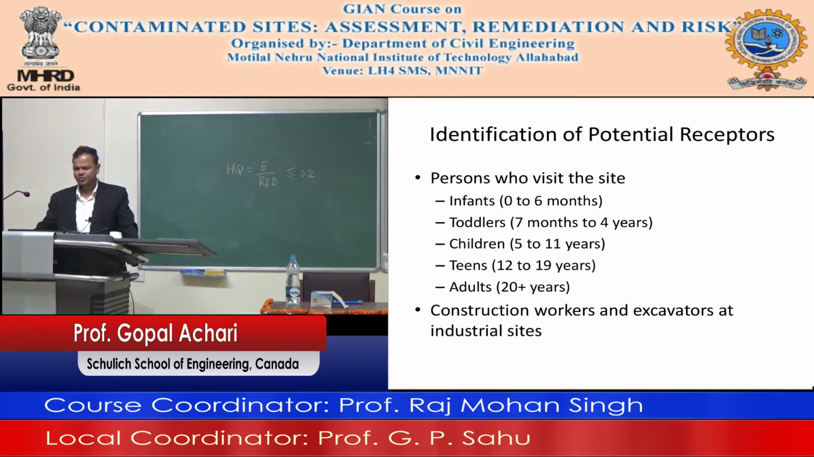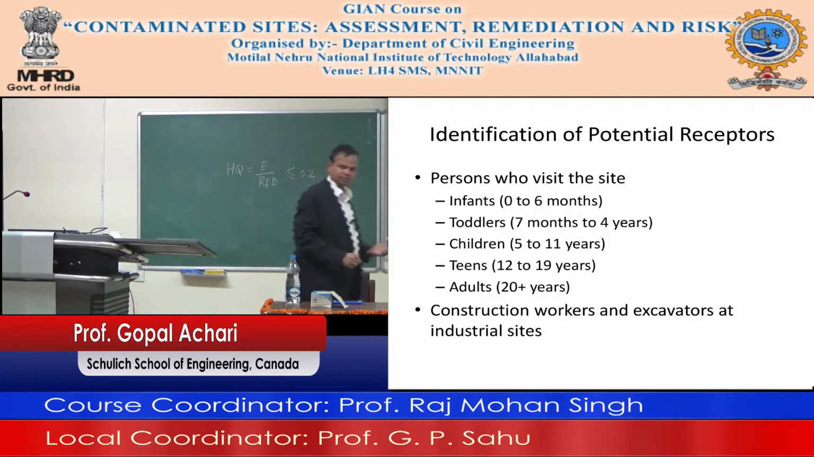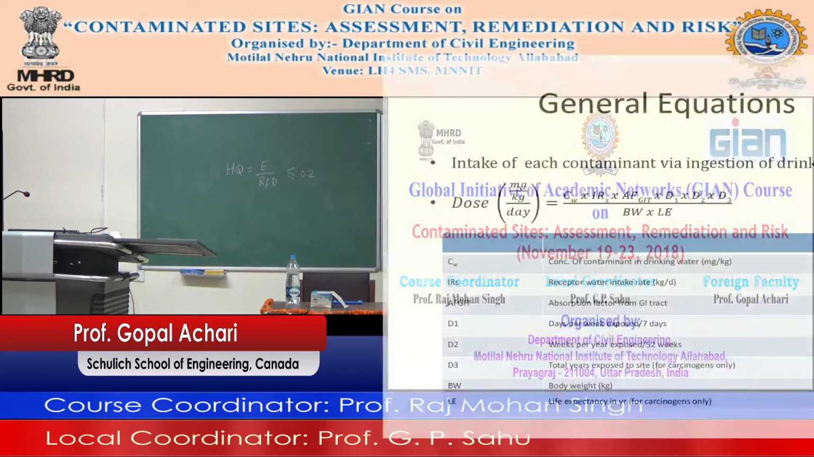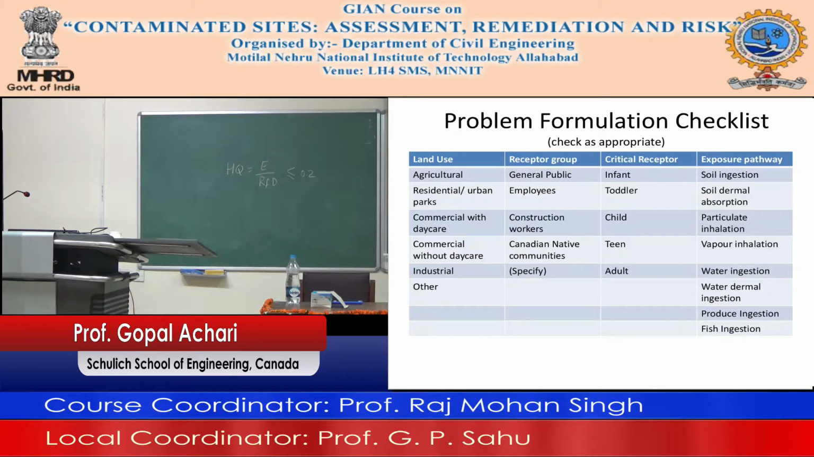So this is how you formulate the problem. What is the land use? For the site that you're trying to find the risk for, is it a daycare? Is it urban? Is it agricultural? So you tick whatever works for you. Then you see who the receptors are. Is it employees? Is it general public, toddlers and so on? Critical receptors.